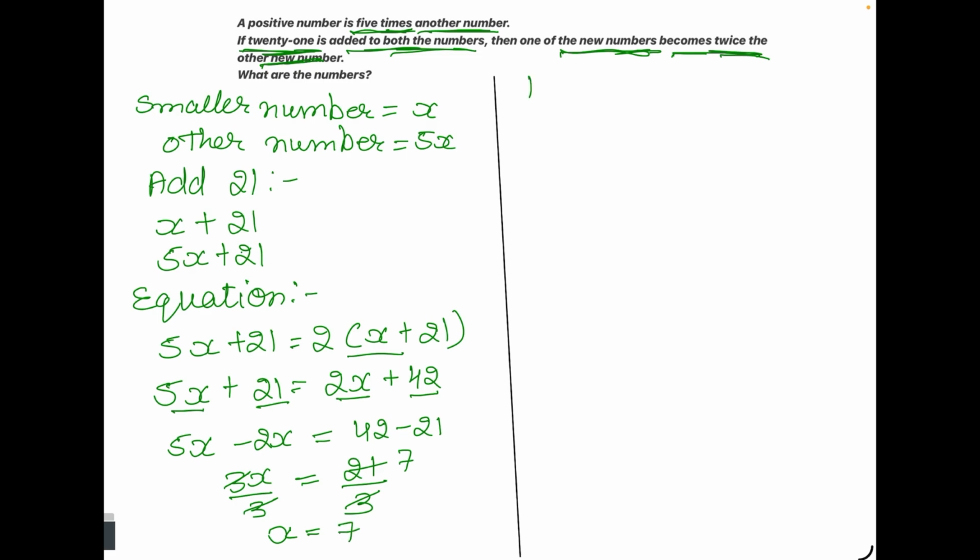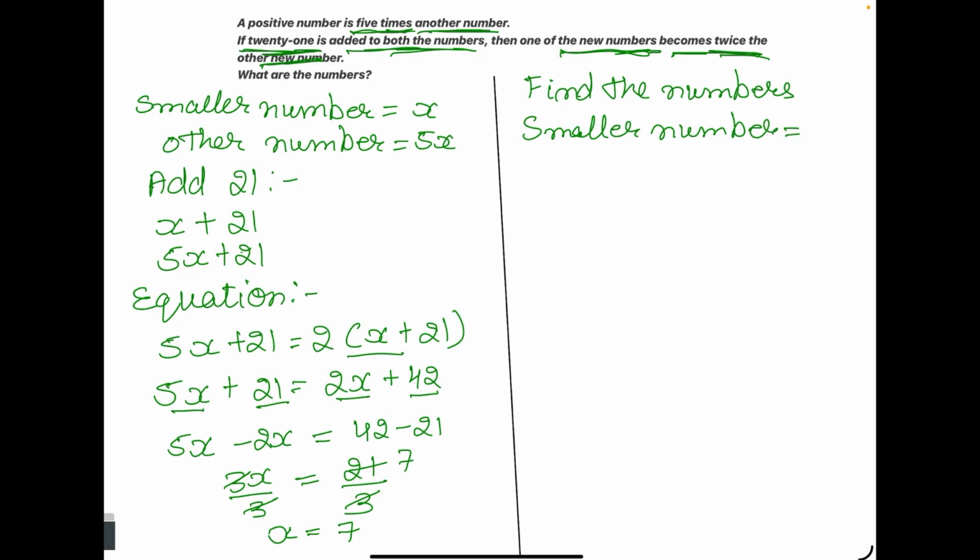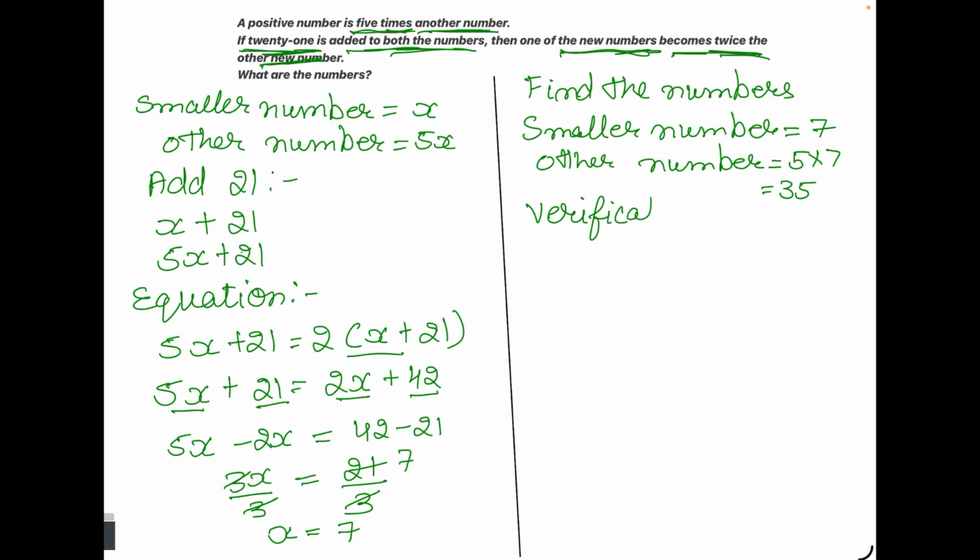Now we will find the numbers. Smaller number is equal to 7 and other number is equal to 5 into 7 is equal to 35. Now last step is that we will do verification.